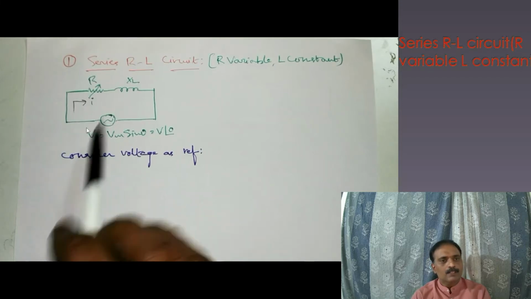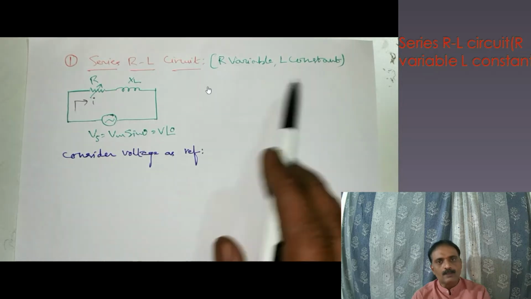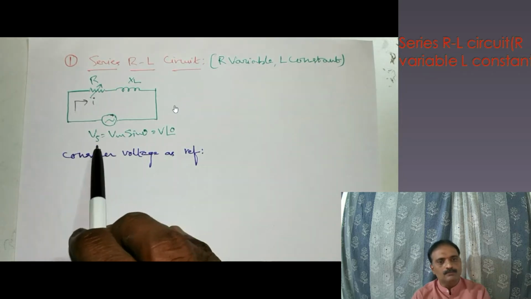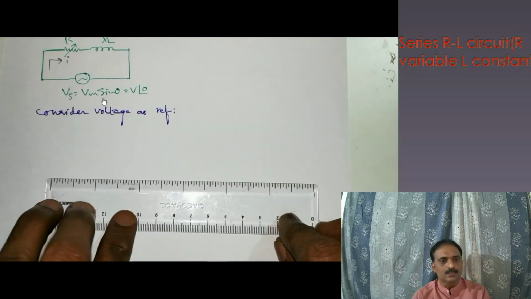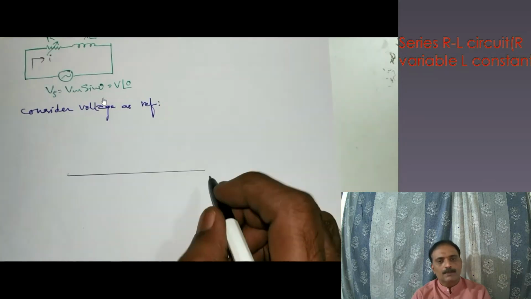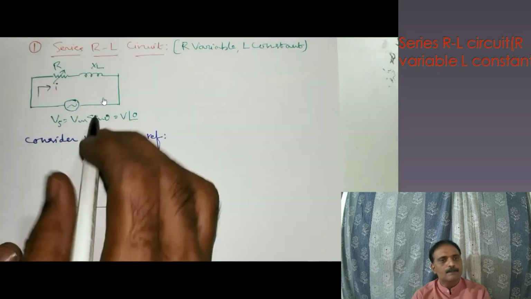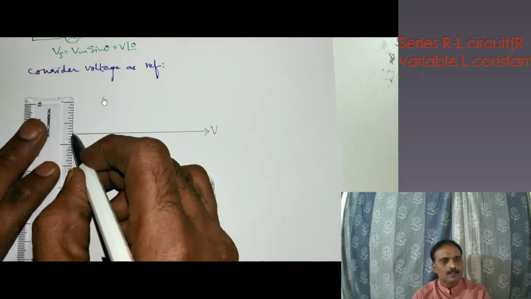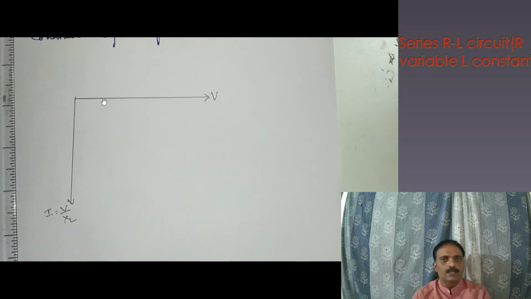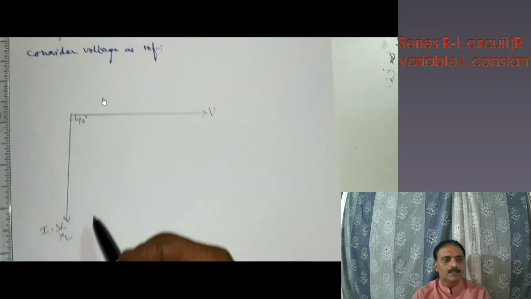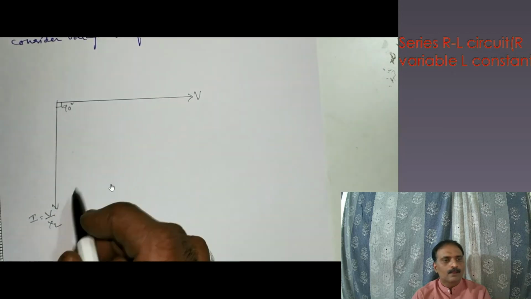So here when R varies, initially we assume that the resistance is 0. I am taking voltage as the reference vector here, V. When resistance is 0, the circuit behaves like a pure inductive circuit, and the magnitude of current is given by V by XL. So the magnitude of current I is equal to V by XL, and we know that in a pure inductive circuit the current is going to lag behind the voltage by 90 degrees.